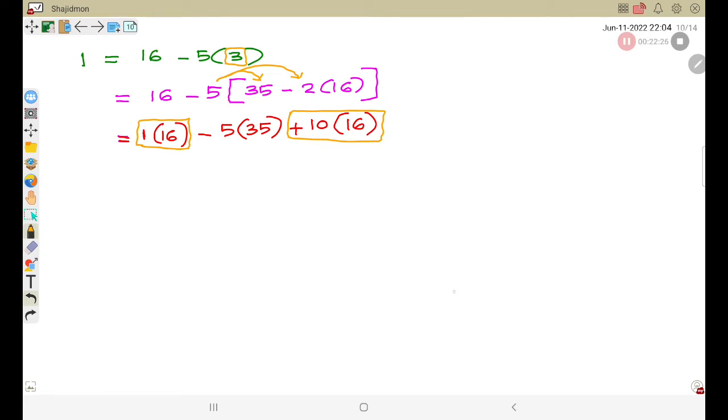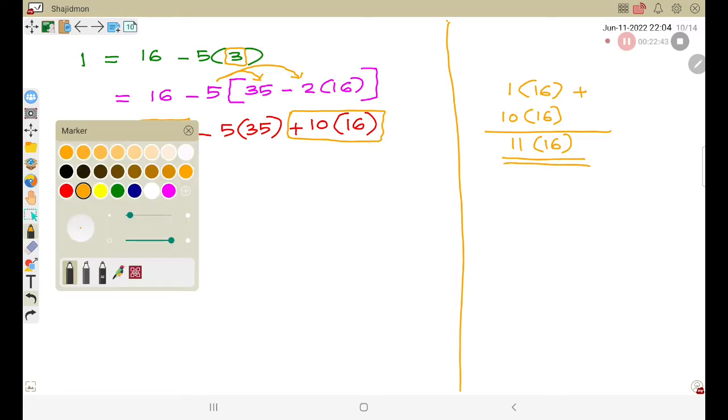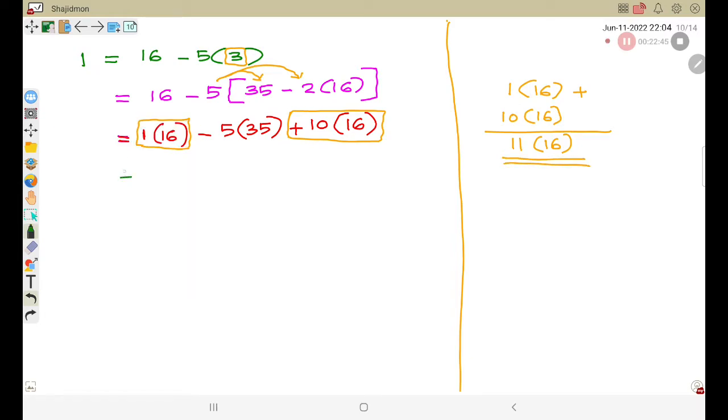We can simplify that on this side. So 1 multiply 16 plus 10 multiply 16. Just add them, writing 16 only one time: 10 plus 1 is 11. So 11 multiply 16. We can replace both with 11 multiply 16 minus 5 multiply 35. I hope you understood that one.